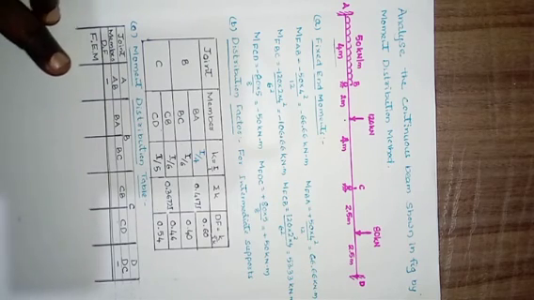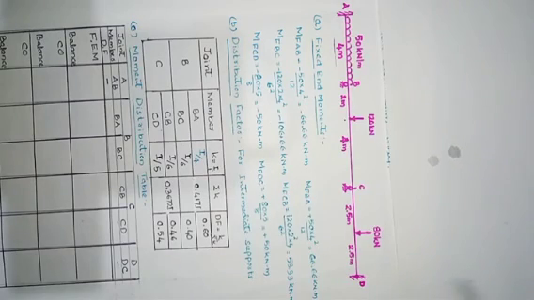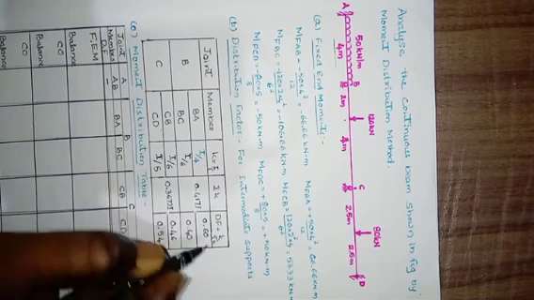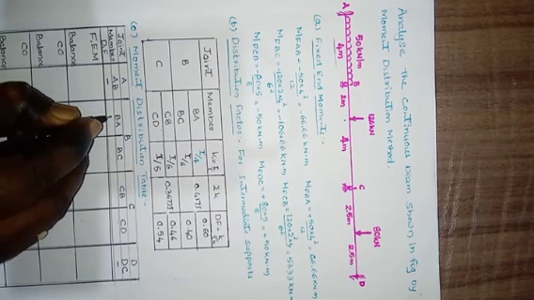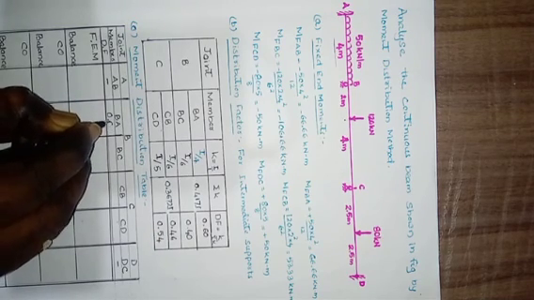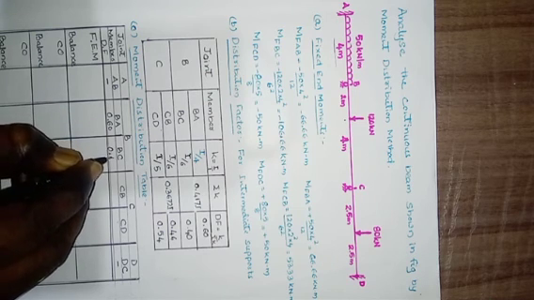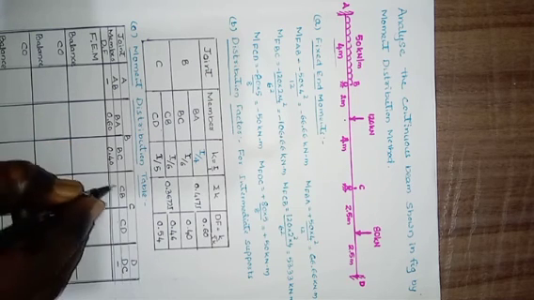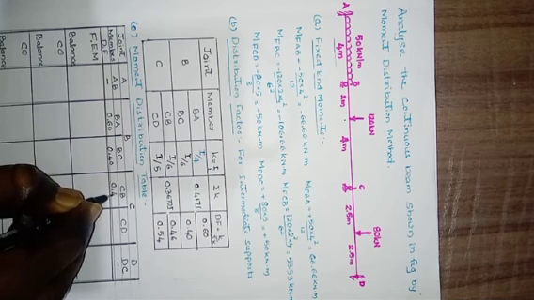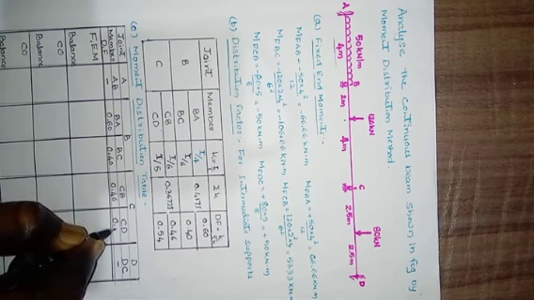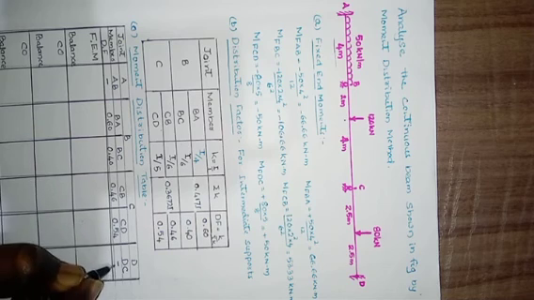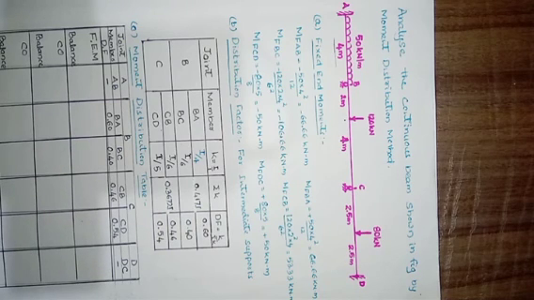Here the distribution factor for BA we have calculated already, this one is 0.60, and this one is 0.40. Then for CD, we have already calculated, this one is 0.54. For AB and DC there is no distribution factor, since they are the end spans. AB is an end span, DC is an end span.